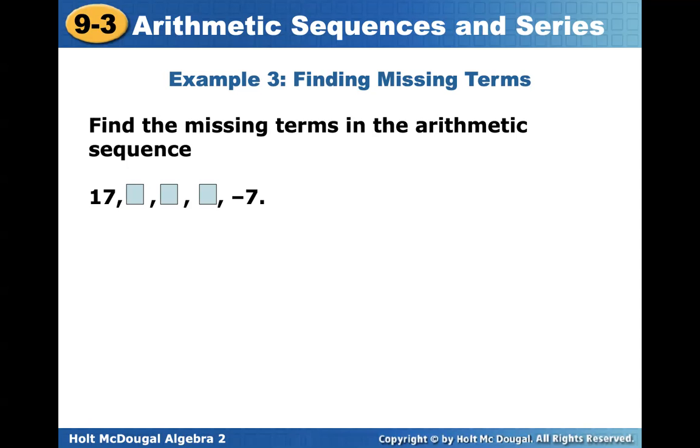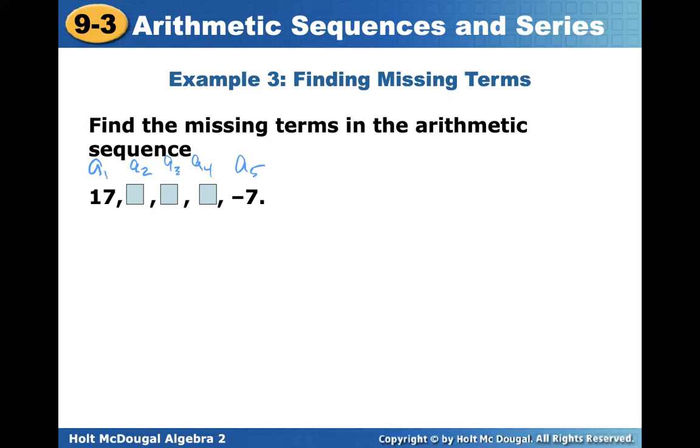Okay, so basically, I think you're saying this is our first term, this is our second term, this is our third term, this is our fourth term, this is our fifth term. Is that kind of what you're saying? Well, we have 3 missing terms, right? There's 3 boxes, so you knew there were 3 missing. That's one way to do it.